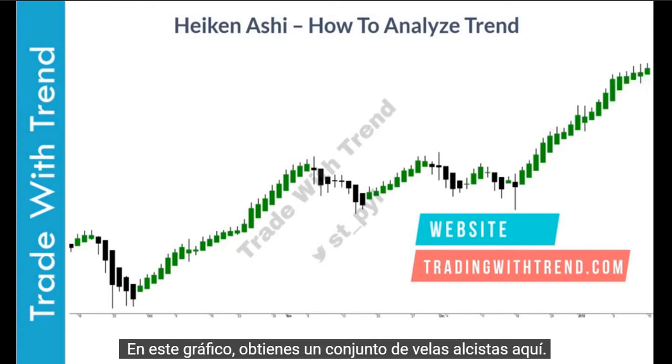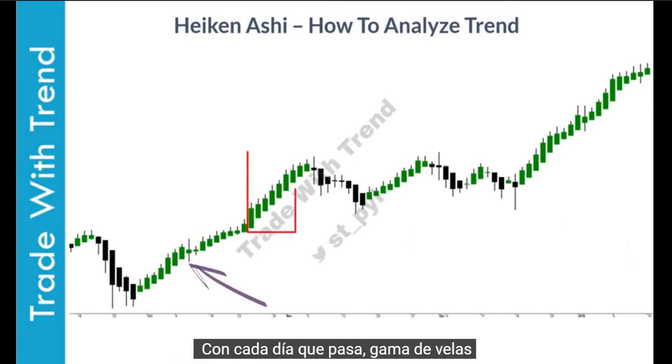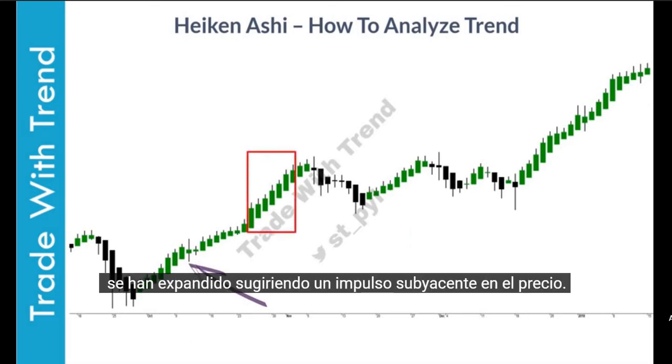In this chart, you get a set of bullish candles here that set the trend for the remaining days. Post this, you get these two indecision candles here which have no bearing on the ongoing trend. Also look at the range of all candles here. With each passing day, the range of candles has expanded, suggesting underlying momentum in price.